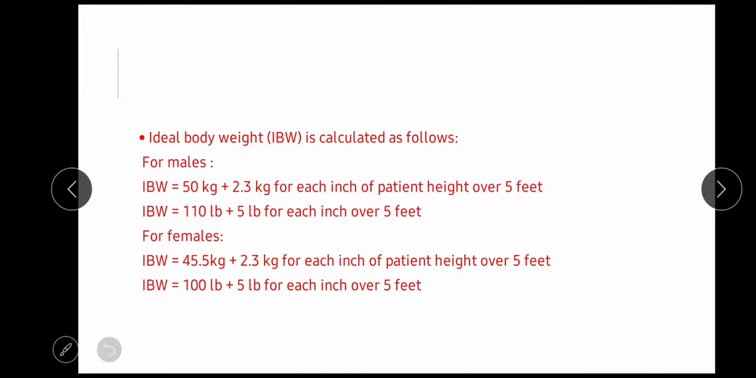Kaya, for ideal body weight natin, depende siya sa male or sa female. Kasi nga, sa male, mas high yung muscle content ng males natin. Mas madami silang muscles compared sa female. So, for ideal body weight ng male, for 5 feet, 50 kilograms na. Tapos, 2.3 kilogram ang itataas pa sa 5 feet. Samantalang sa female, 45.5 kilogram, tapos add lang din ng 2.3 depende sa pagtaas pa over sa 5 feet.